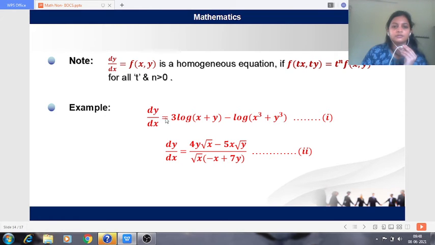Here we can easily verify that this equation is a homogeneous equation. Now 3 log of (x plus y), this term we can write as log of (x plus y) whole cube, minus log of (x cube plus y cube). Now here we can write log of (x plus y) whole cube divided by (x cube plus y cube).